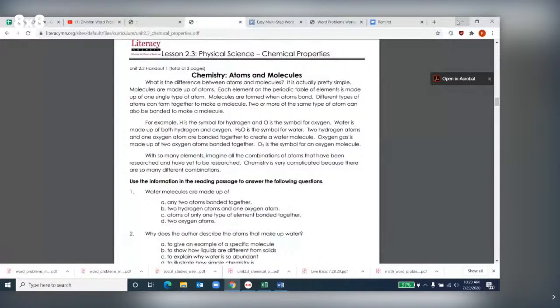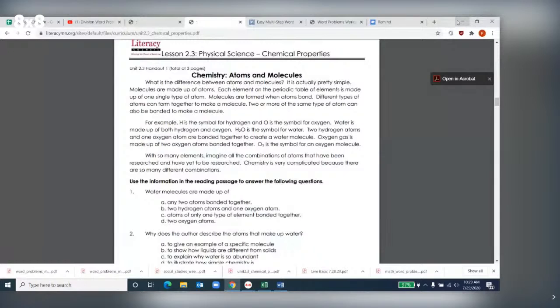What does the author describe the atoms that make up water? Water is made up of both hydrogen and oxygen. The choices are: to give an example of a specific molecule, to show how liquids are different from solids, to explain why water is so abundant, to illustrate how simple chemistry is. I think he's just trying to show you an example of a specific molecule. Let's go down. It would be A, and I don't know if some of you might think that chemistry is simple. Probably not. You think chemistry is probably pretty complicated.